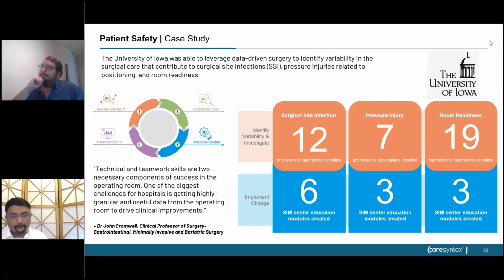And Dr. John Cromwell, who's the clinical professor of surgery, minimally invasive and bariatric surgery, does a lot of colorectal surgeries. We talked about how technical skills and teamwork skills are two very necessary components. And one of the biggest challenges is to make sure that you can get that highly granular data so that you can drive clinical and operational improvements.